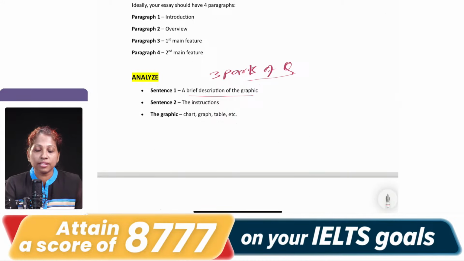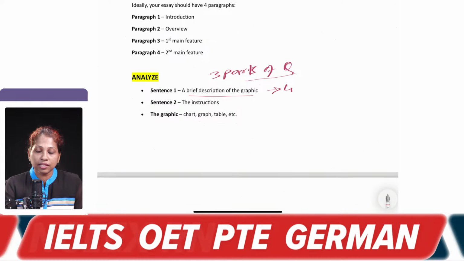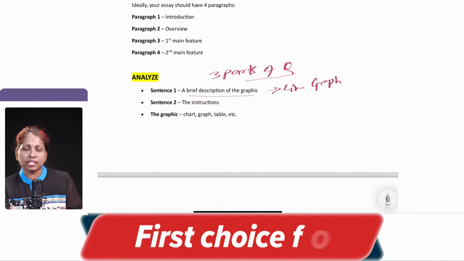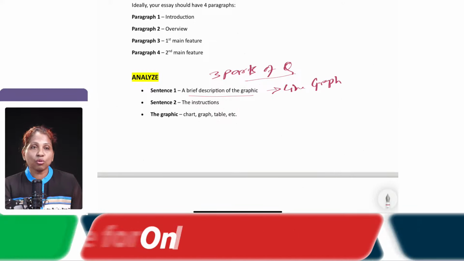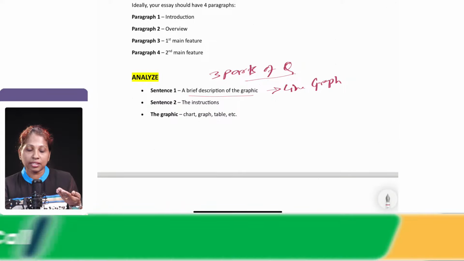The first part is where you get the brief description of the graphic, the line graph. The graphic in this case is the line graph. If it's a bar graph, it will be a bar graph. If it's a pie, it's a pie. So a brief description of what the graph is telling you is given in 1 or 2 sentences at the beginning.